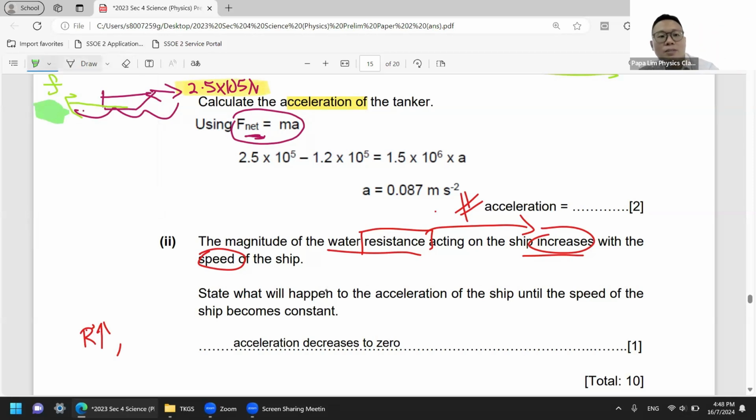And what's the impact? The net force applied on the object will actually be reducing. So when my net force reduces, my acceleration will reduce. But remember, decreasing acceleration still means that the velocity of the object will increase. So this is what happens in the initial phase.